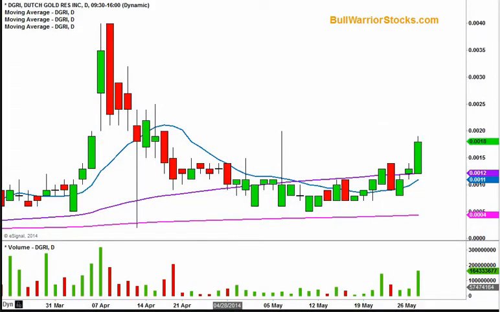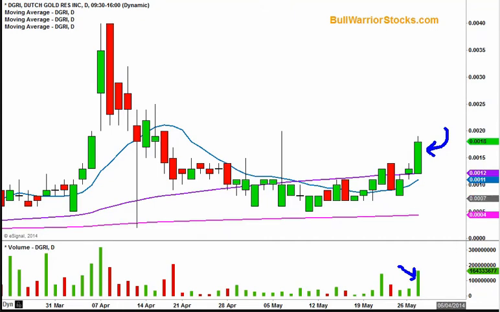So DGRI, you can see that this one today had the biggest volume it's had in a while, and the price reacted nicely with it. So what I want to do here is just map out some supports and resistances, that way everybody's on the same page in terms of what's going on from the technical perspective.